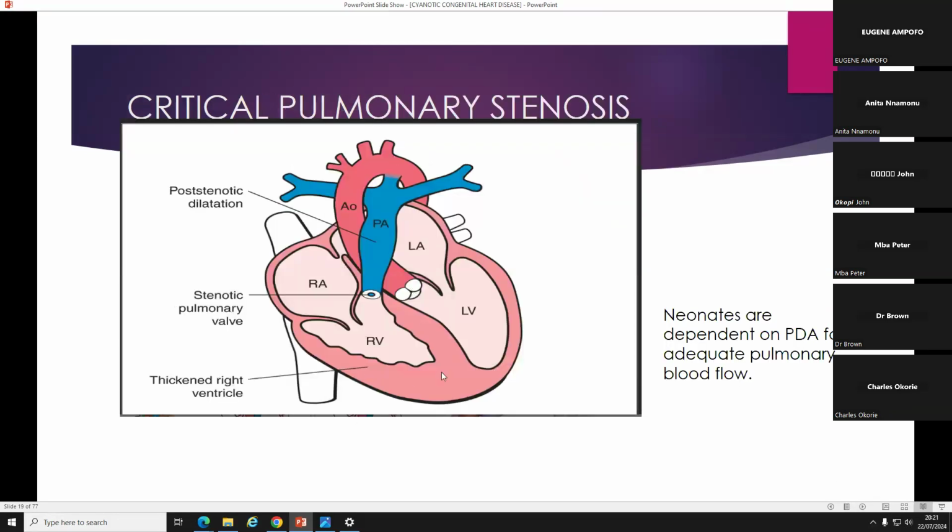In critical pulmonary stenosis, it's the same pathophysiology as right ventricular outflow tract obstruction. So in this particular case, neonates are dependent on a patent ductus arteriosus for adequate pulmonary blood flow. Otherwise, the lungs will not get much blood. So this cannot close. Otherwise, they become quite symptomatic.